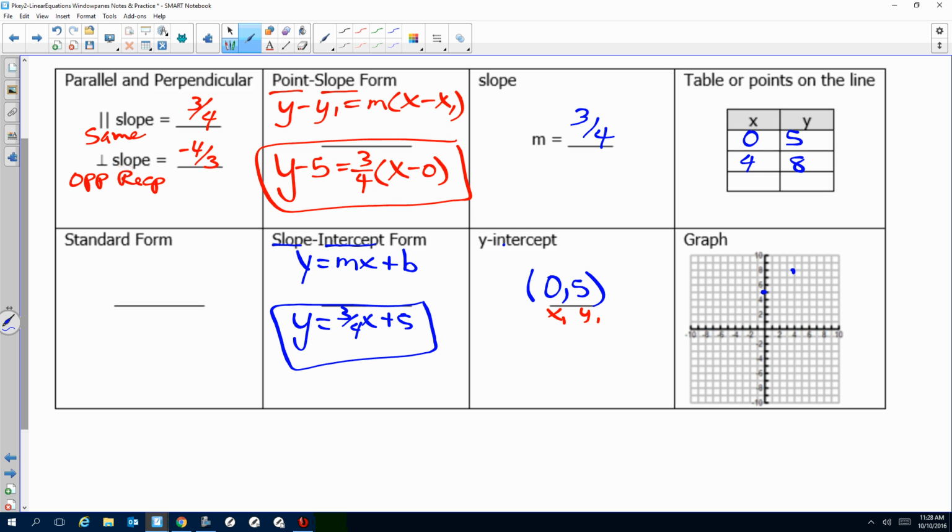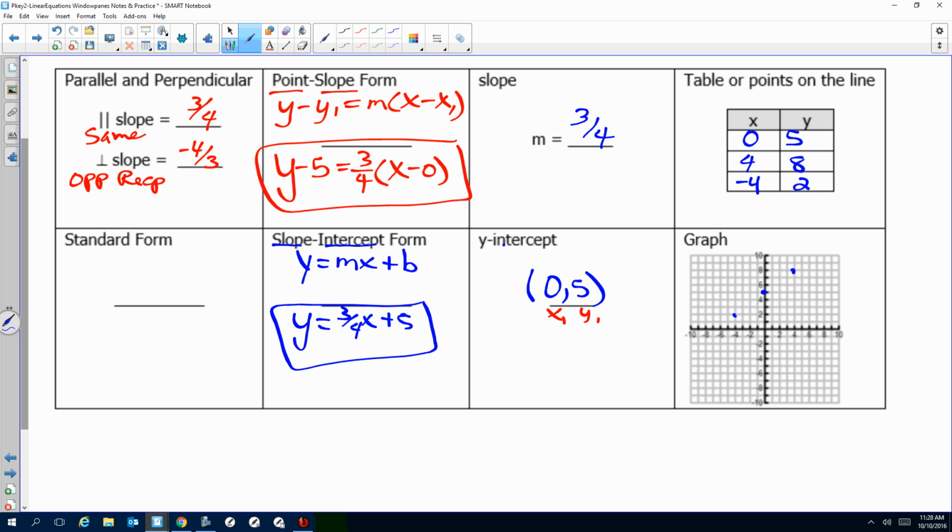Does everyone understand that? So I can just now go in the other direction. If I'm starting at my y-intercept, I'm going to now go down 3, 1, 2, 3, to the left 4, 1, 2, 3, 4. What point would that leave me at? 4, 2. And now I have my 3 points from my graph on my table.